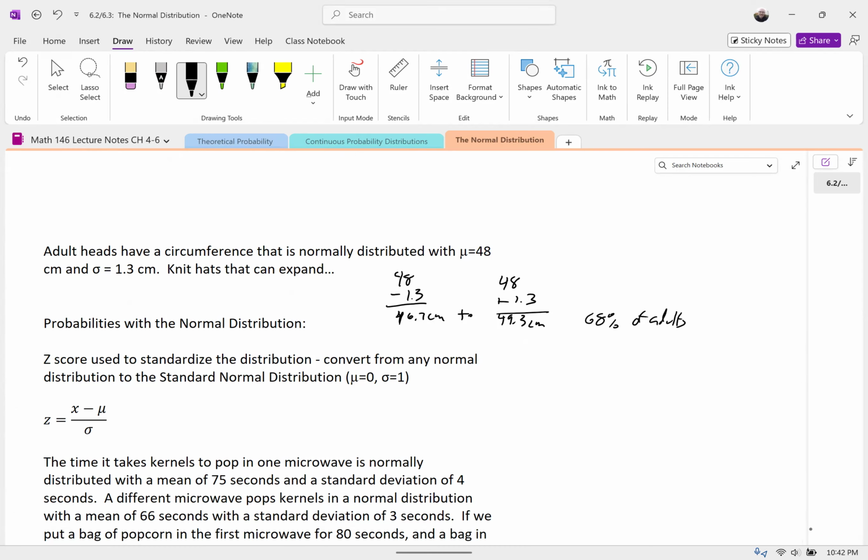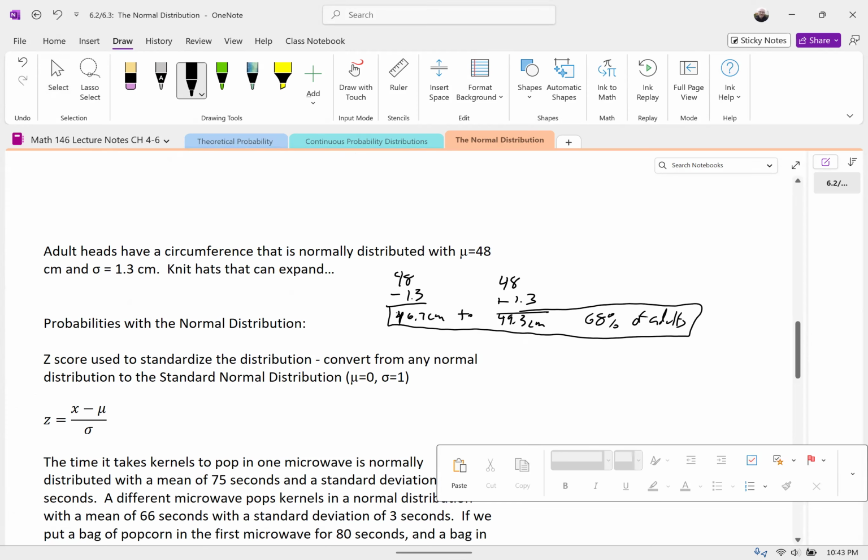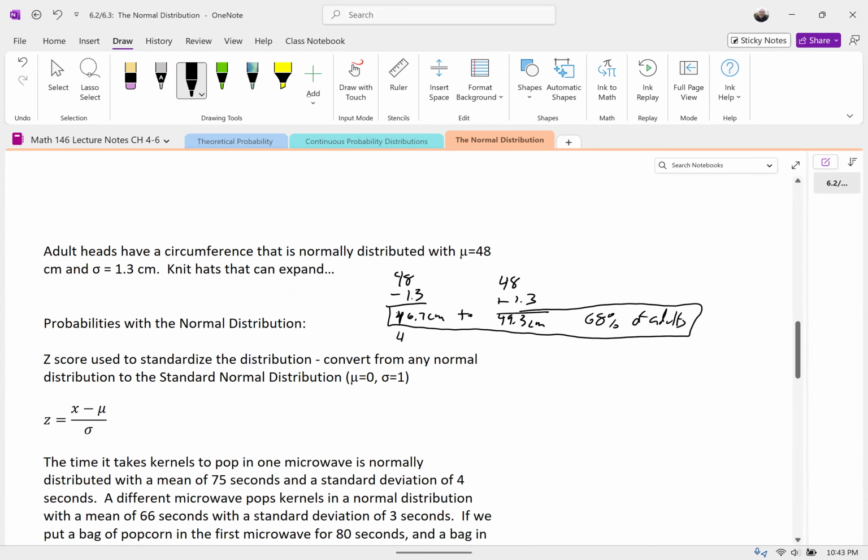So if we have a kind of stretchy knit hat, it will do that. If I can do another 1.3 centimeters on either side of that, I should be able to fit 95% of adults. That would be from 45.4 centimeters to 50.6 centimeters. If I get enough stretch in my hats to do that, a whole bunch of my population would be able to wear my hat.